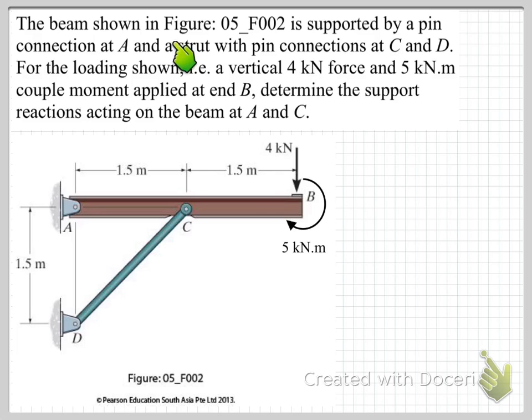If we read through the question here, we're told that we have a beam shown in the figure, so we can see that down here. We have our beam supported by a pin at A and also supported by a strut with pin connections at C and D. And then we have some loading. We have a 4 kilonewton load applied here, and we also have a 4 kilonewton meter couple applied at B.